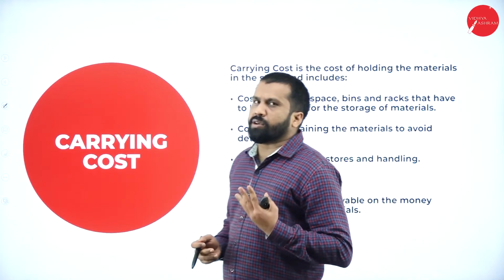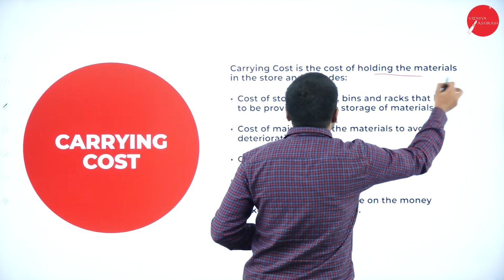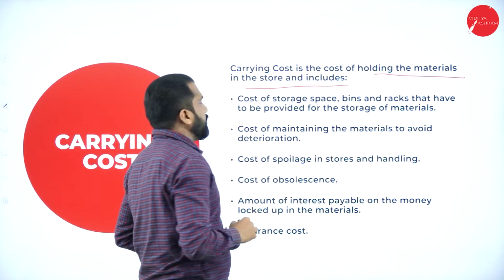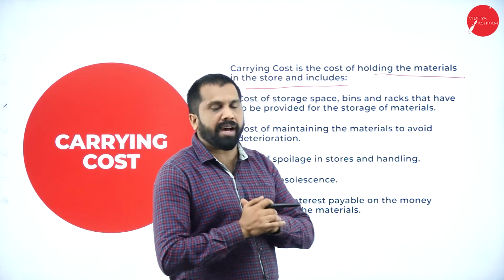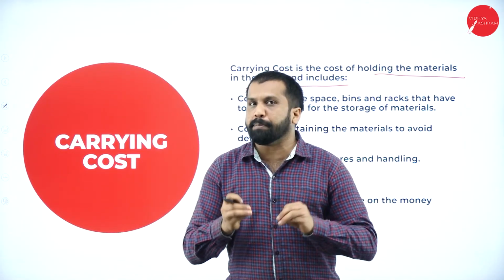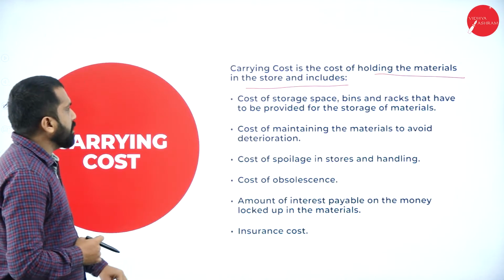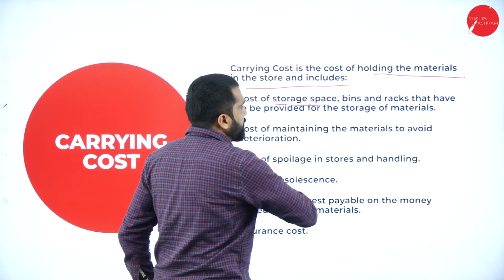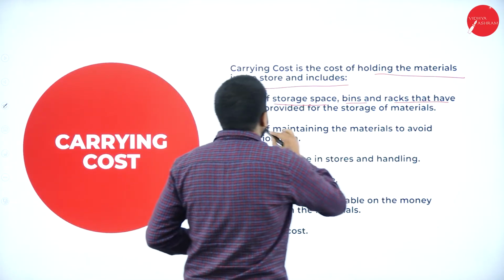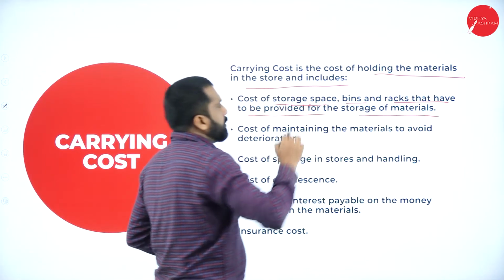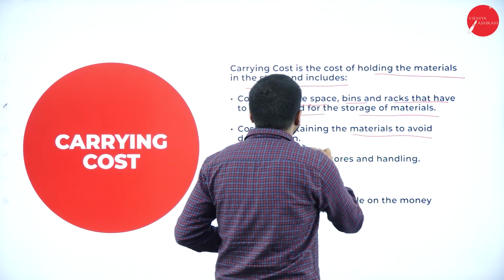Carrying cost. What is carrying cost actually? I'll show you. Carrying cost is the cost of holding the material in the store and includes the following. It is nothing but you bought all the books, where do you keep them? You have to keep them in your room or your godown. Whatever rent I paid for that room or godown is called carrying cost. Now, cost of storage space. Bins means boxes and racks that have to be provided for the storage of material. Then cost of maintaining the materials to avoid deterioration.